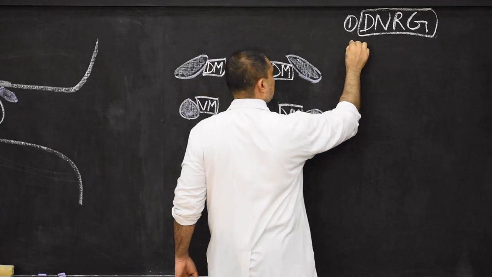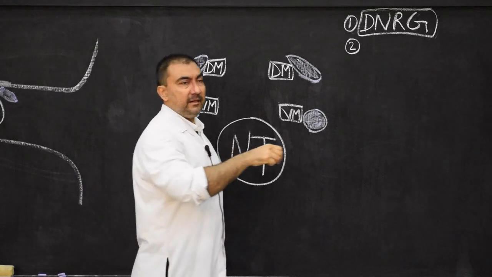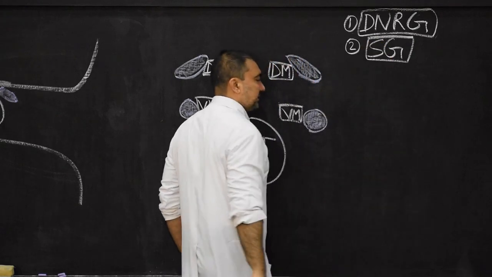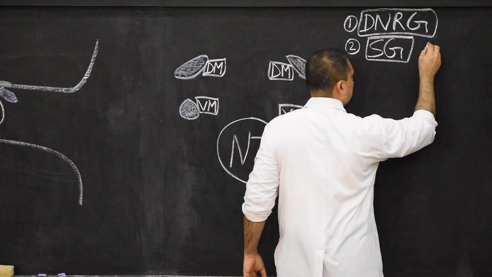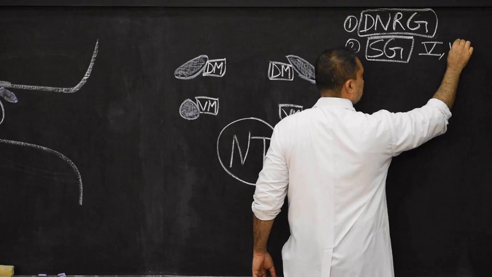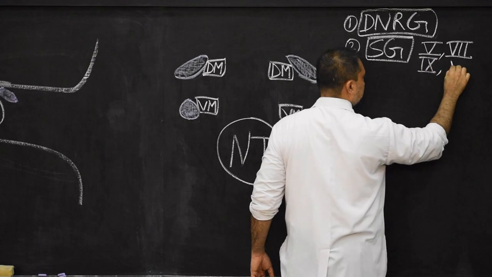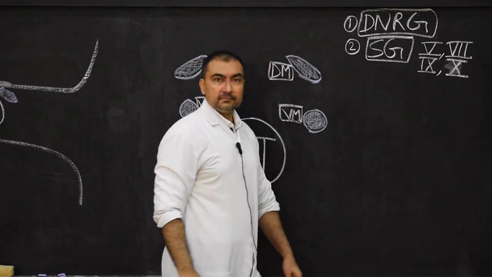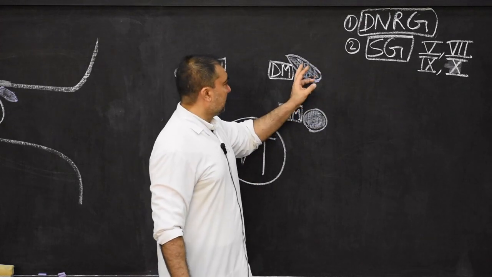The second derivative will be sensory ganglia, which are present in a few cranial nerves. These sensory ganglia are present on the trigeminal, then the facial, then the glossopharyngeal, and then the vagus cranial nerves. So these are the sensory ganglia present in these cranial nerves, and they will also develop from the dorsal mass.